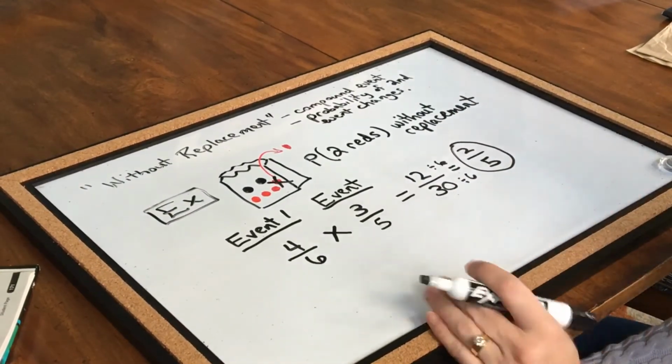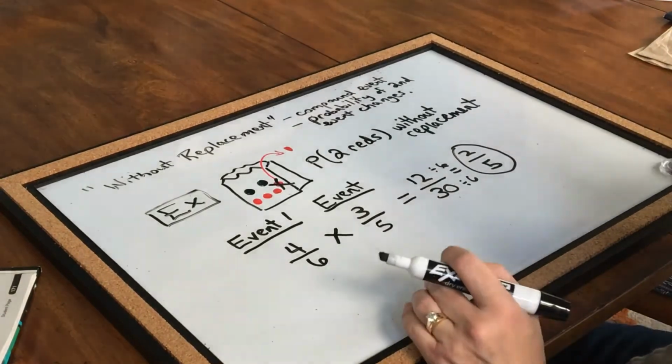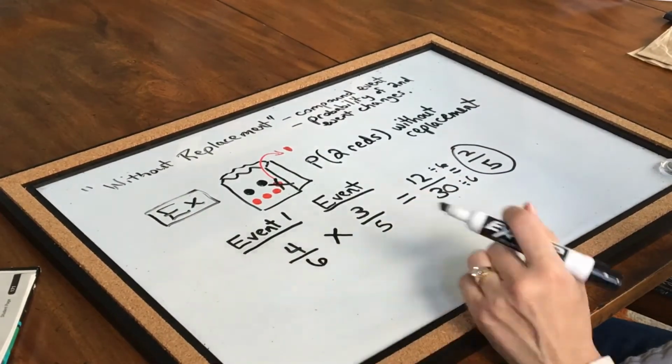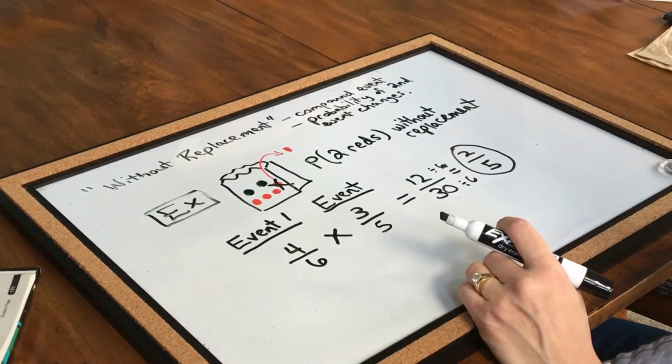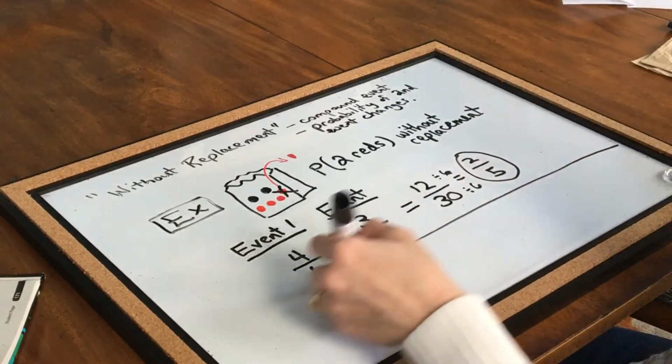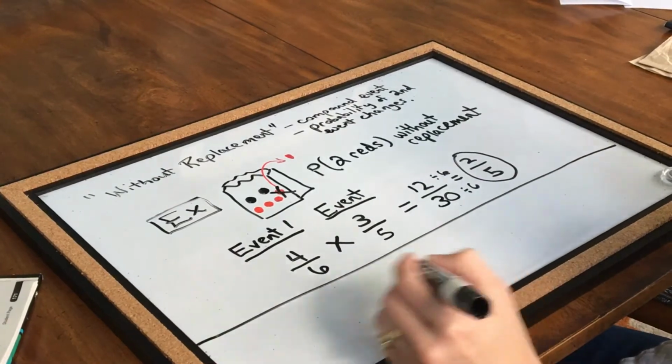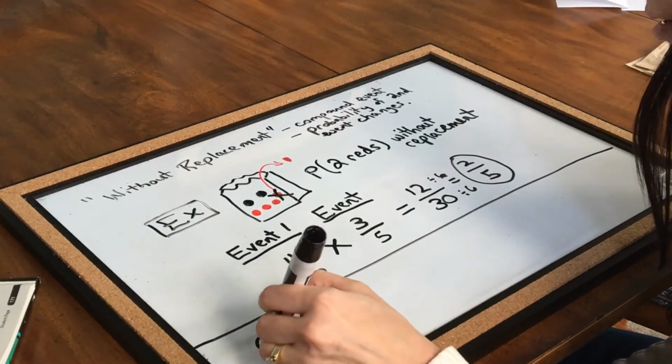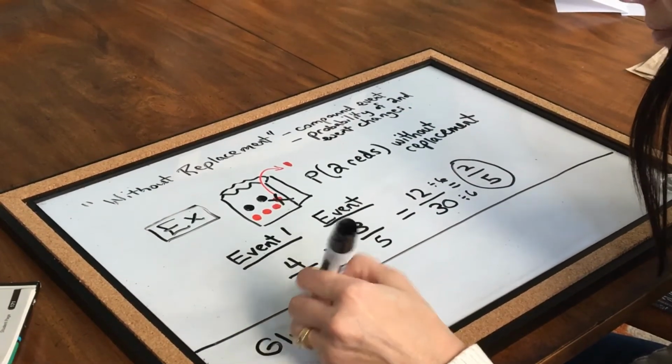Okay, so we're going to try Gotta Check A on page 57. Pause the video, and then when you get it done, let's see how you did. Okay, we're ready to try Gotta Check A.